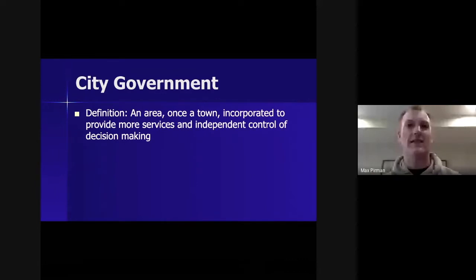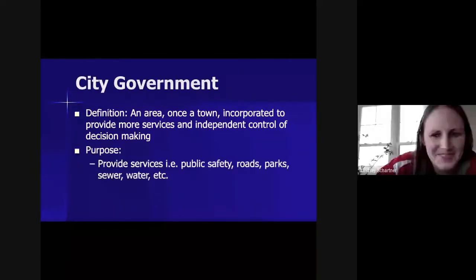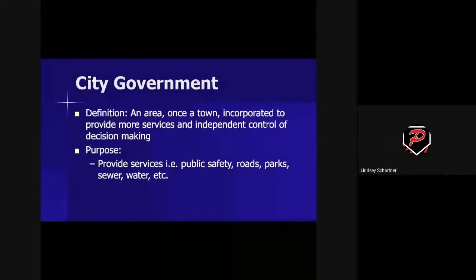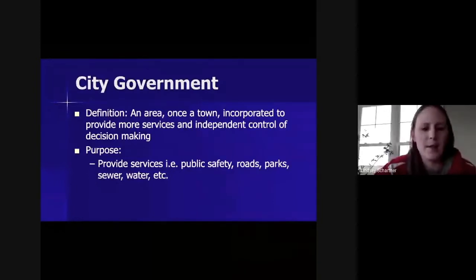We also need to think the more services that you provide, the higher that property tax bill is going to be every single year. Yep, so those are the things that Mr. Pearman talked about just a little bit before, right? The public safety, your roads, parks, sewers, water, all of those types of things that are included when you buy property in the city. Your sewer, your water, those types of things, you're not putting those in. The city's going to provide and you're going to pay for them.